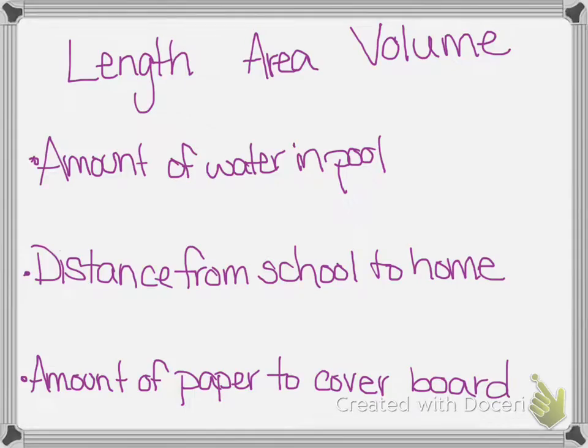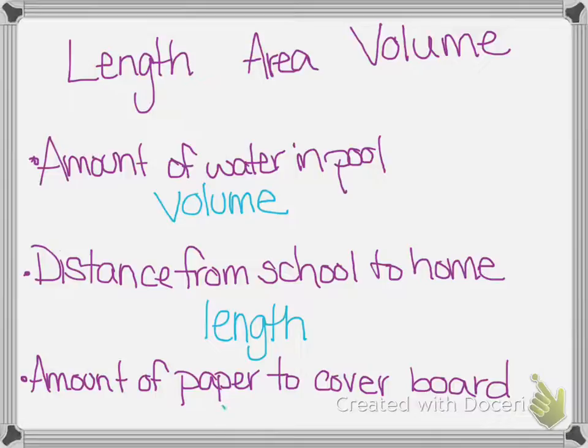Number 3 wants you to write down whether you would find length, area, or volume for each situation. A says the amount of water in a pool. So since a pool is a 3D object, we would be using volume. B says the distance from your school to your home. So since we're measuring distance, we know that that is length. And C says the amount of paper needed to cover a bulletin board. Since paper is a 2D shape, if we want to find the area of it, we are using area.